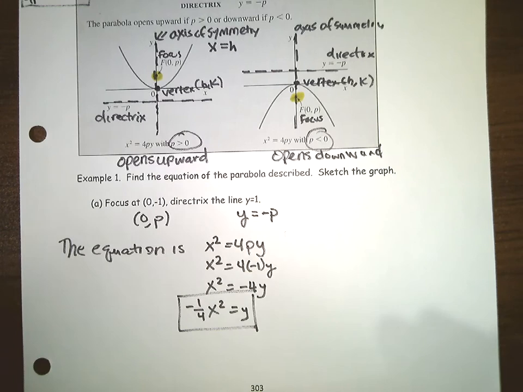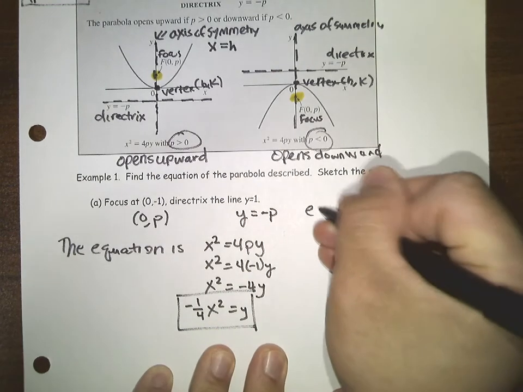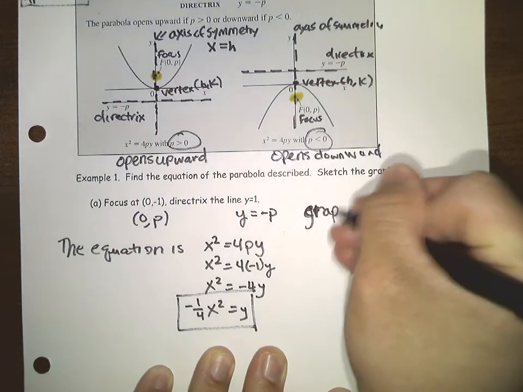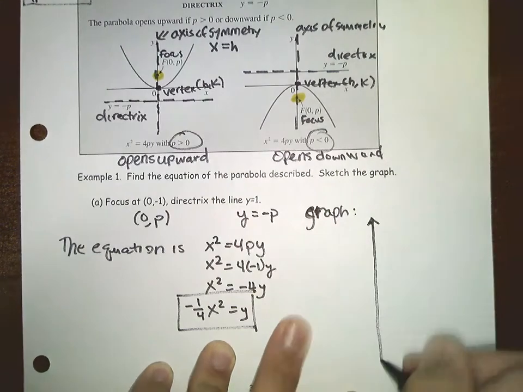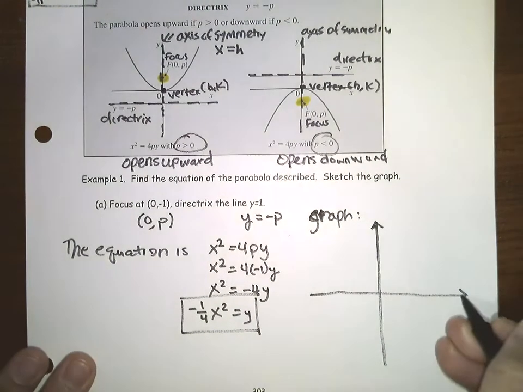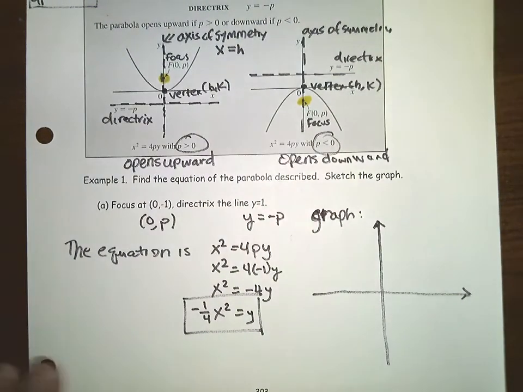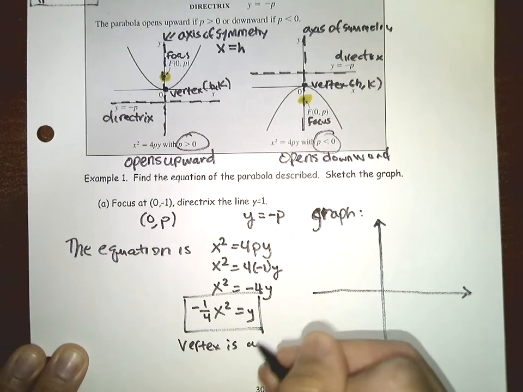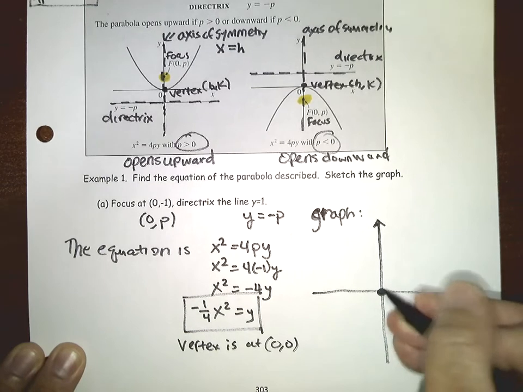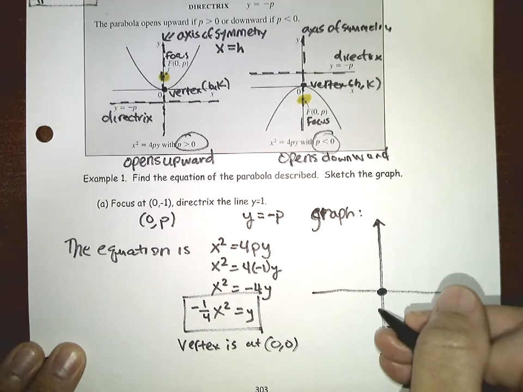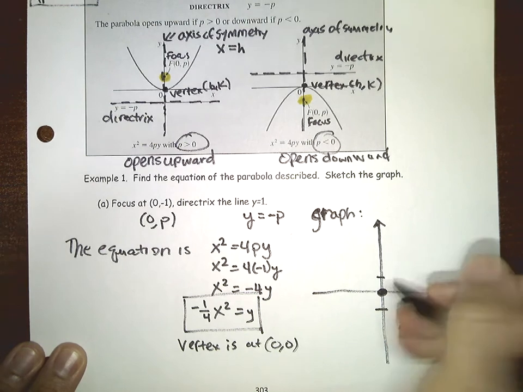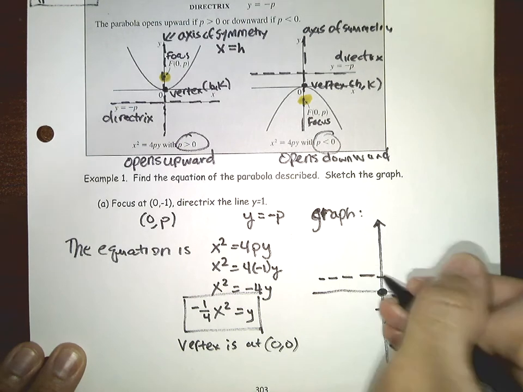So there you go. That's how I would figure out the equation, and now I can find out what the graph looks like. So here's the graph. All right, so I know that the vertex is at (0, 0), and the focus was at (0, -1). So here's the focus, and the directrix was y equals 1.